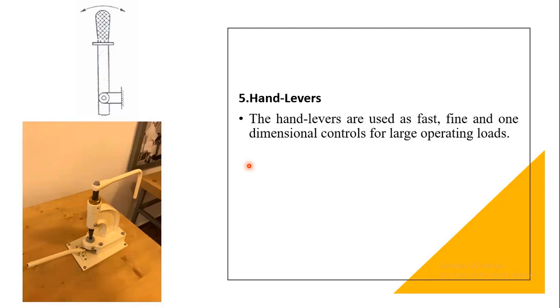So it can operate only in one dimension, like this only. Means if this is a lever, we can move only like this.